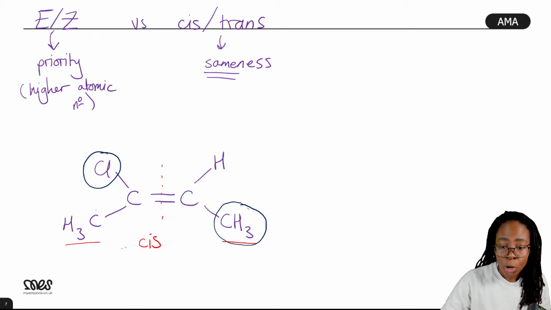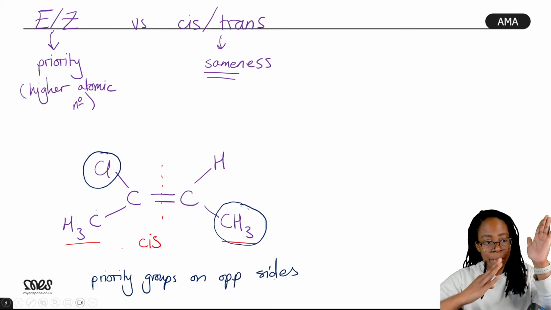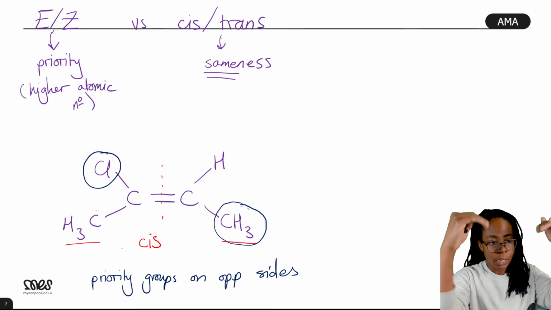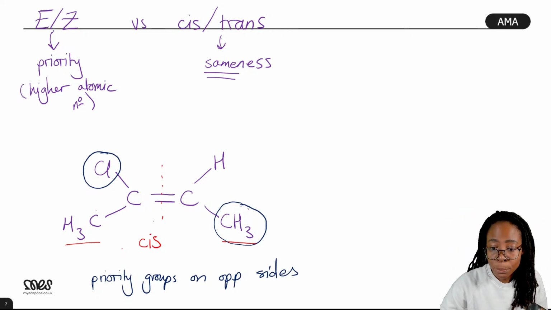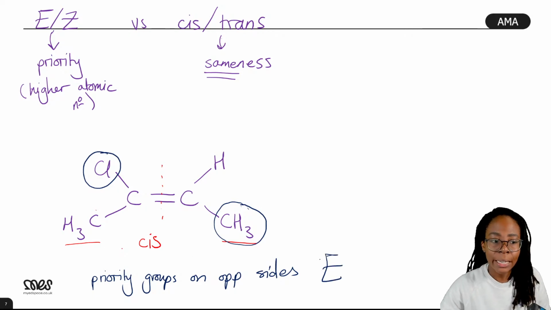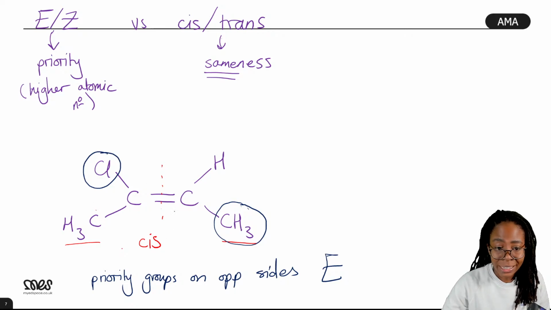So here, because our high priority groups are on opposite sides, right? One is pointing up and one is pointing down, as opposed to both of them pointing up or both of them pointing down, this would be the E isomer, the entgegen, the opposite one. Okay, so this is the cis if we're just looking at the sameness, but it's E if we're looking at priorities.